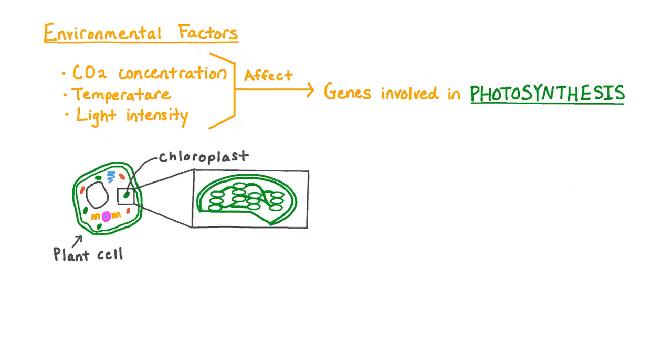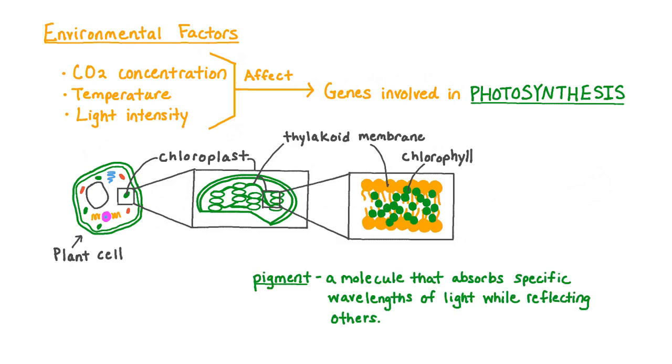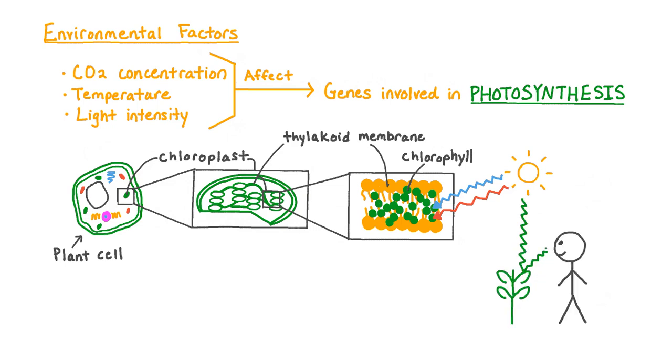If we zoom in to get a closer look at a chloroplast, we can see a structure inside called the thylakoid membrane. And embedded in the thylakoid membrane is the molecule chlorophyll. Chlorophyll is a biological pigment, which is a molecule that absorbs specific wavelengths of light while reflecting other wavelengths. Chlorophyll absorbs blue and red wavelengths of light more efficiently than green wavelengths. This means more green light is available to be reflected by the plant, giving them their characteristic green appearance.